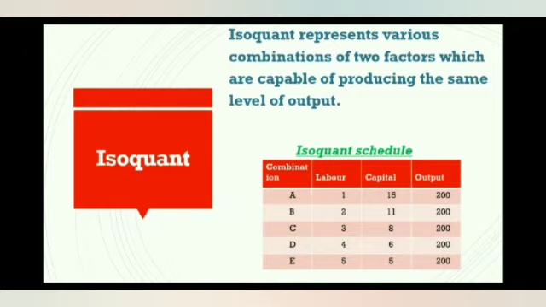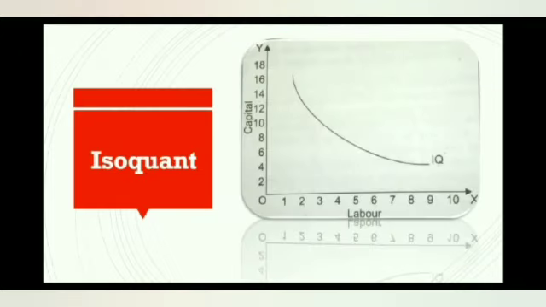Now you see here, an isoquant schedule has been given, where combinations, labor, capital and output have been given. Now, this isoquant schedule we shall express in the form of a diagram. In this diagram, the producer can produce the same level of output, that is 200 meters of cloth, with each combination A, B, C, D and E, although each combination uses different amounts of labor and capital. Each of them produces the same amount of output, that is 200 meters of cloth.